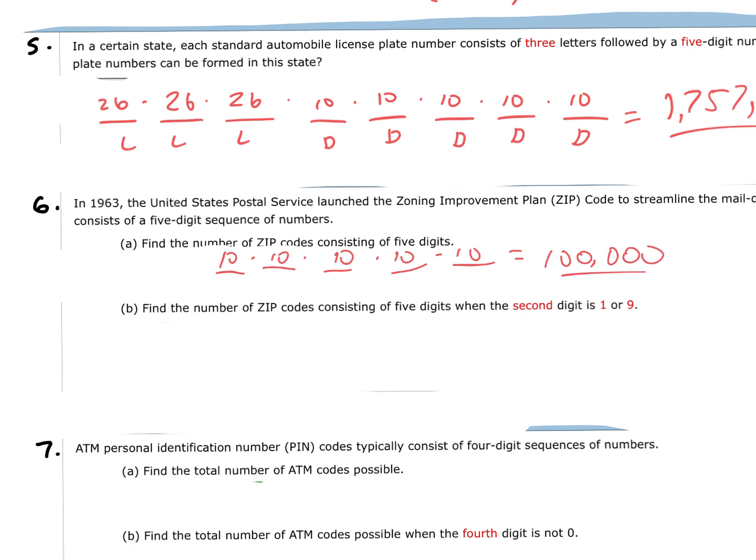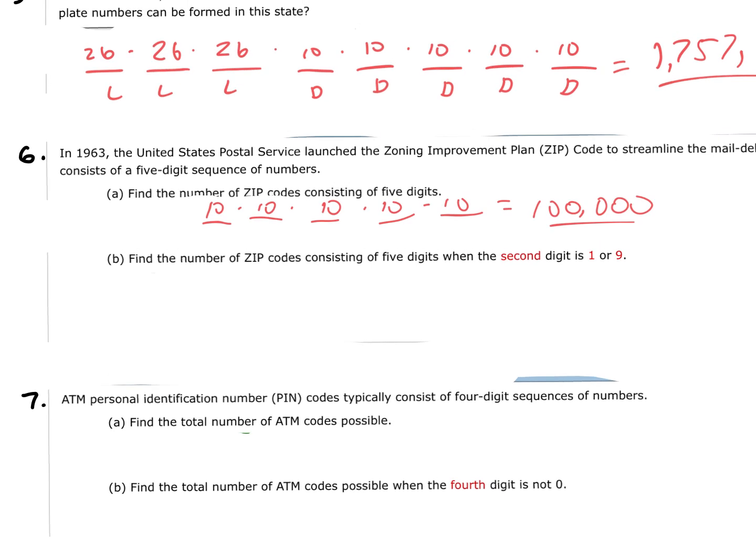So how could I change that question? Very easily. Look at this. Same thing. 5 digits in your zip code. It tells me something about which digit. The second one is a 1 or a 9. So what are the possibilities for the first space? 10 different ones. What are the possibilities for the second space? Just 2. It can either be a 1 or a 9. That's it. And then the rest are 10.